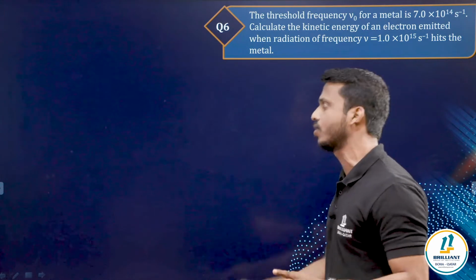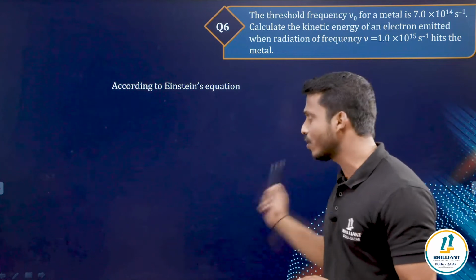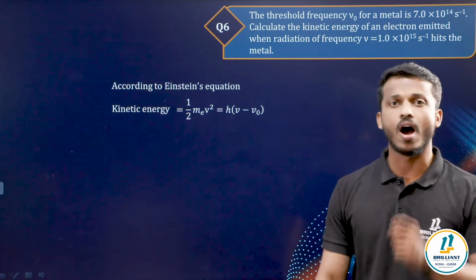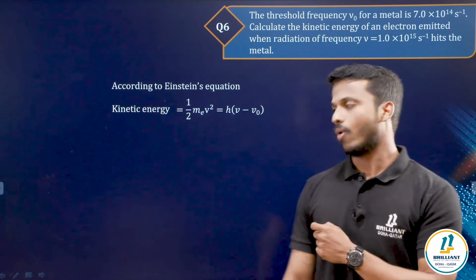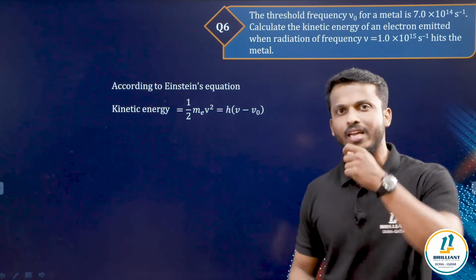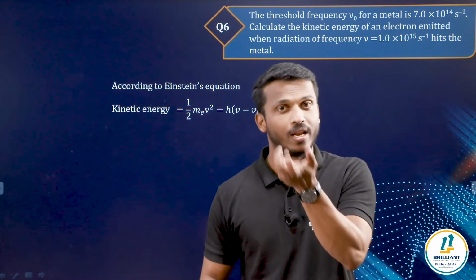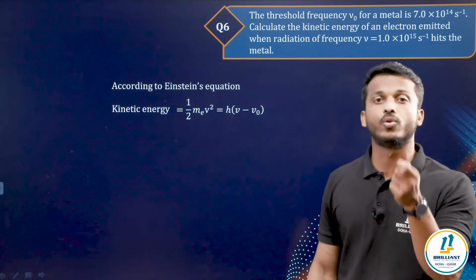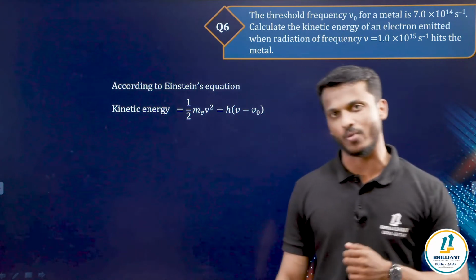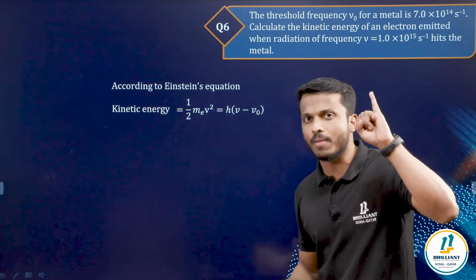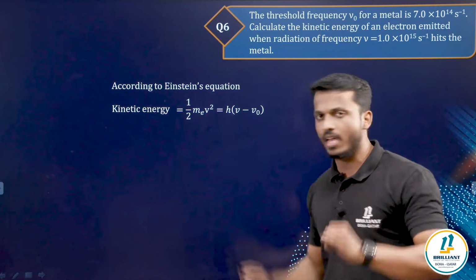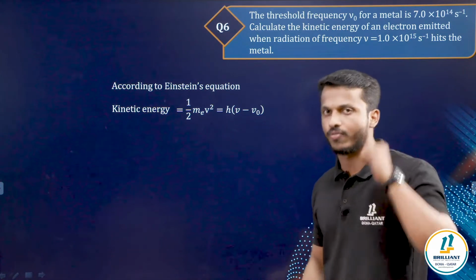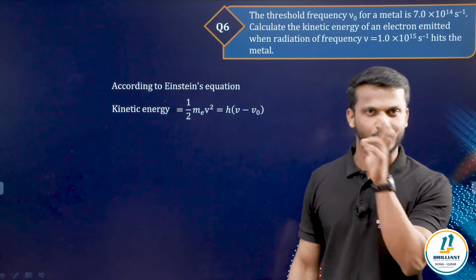We have the normal equation for kinetic energy. What is the equation for kinetic energy? Kinetic energy K is equal to half m v square. Why do I mention m e here? Because the ejected species is an electron, so the mass of electron we consider. Half m_e v square is equal to h into nu minus nu zero. That is the equation. Dear all, what is m_e? Mass of electron. What is v? The velocity. And h is the Planck's constant. Nu is the given frequency. And nu zero is the threshold frequency.